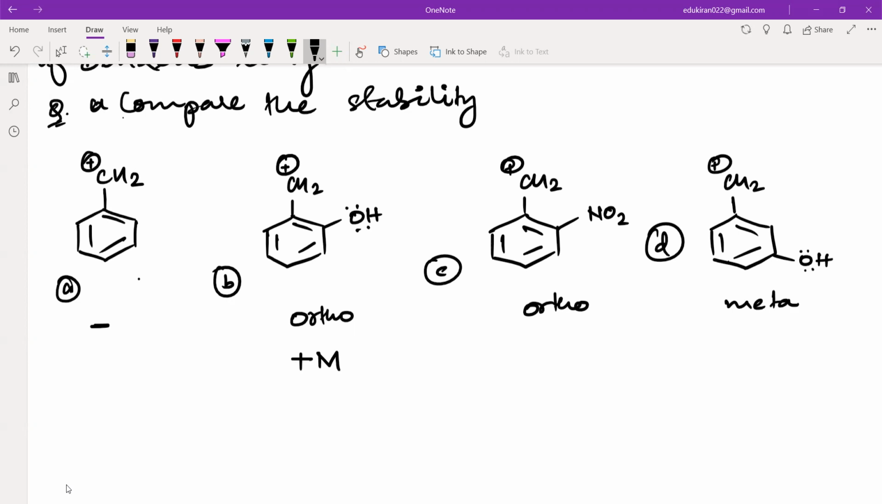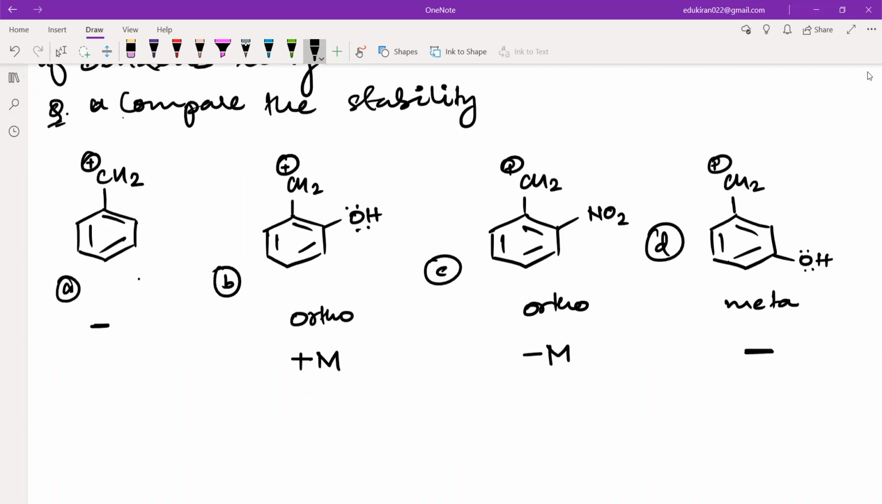Yes, sir. Now, what about NO2? It is minus M. Yes or no? NO2 is minus M if it is in ortho position. Yes or no? Okay. Now, what about OH? If it is in meta position, it has no effect in meta position. Yes or no?